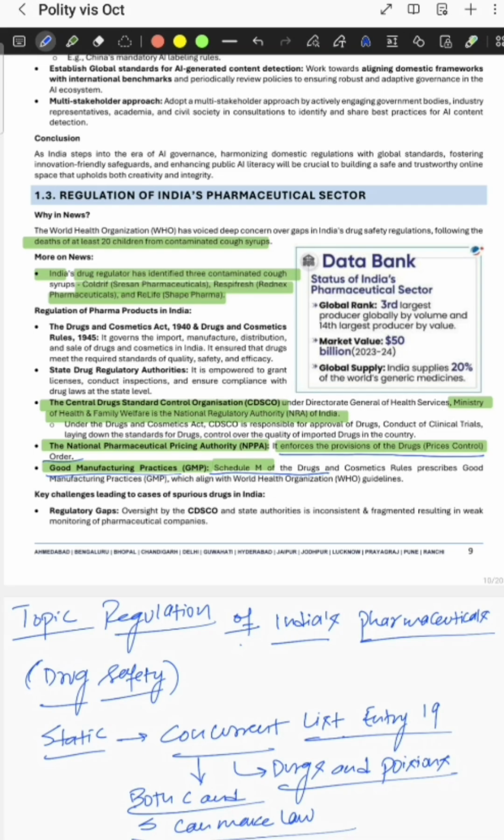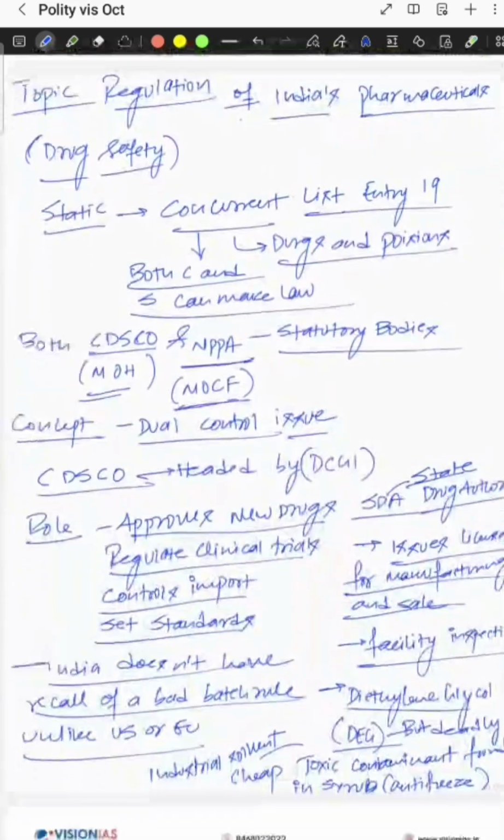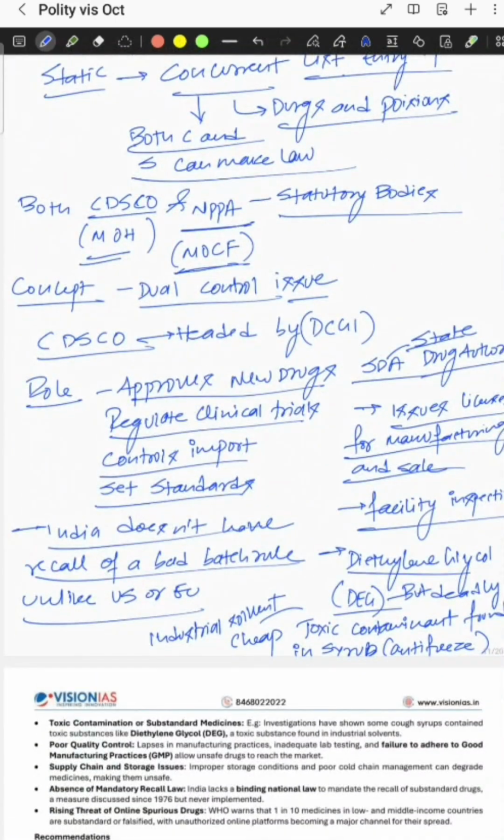Okay, and you can see the challenges and other things in the magazine topics. Okay, so this is the main thing you need to study.